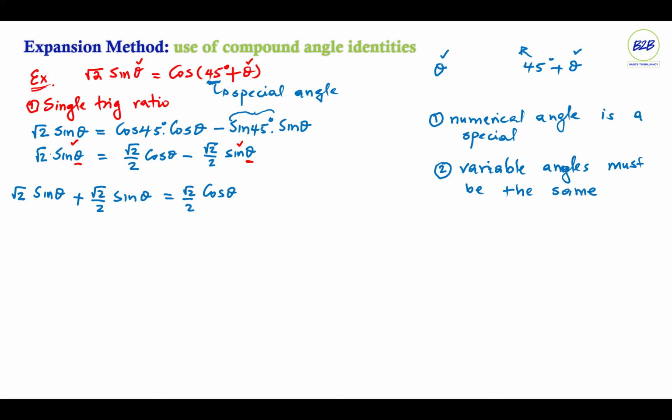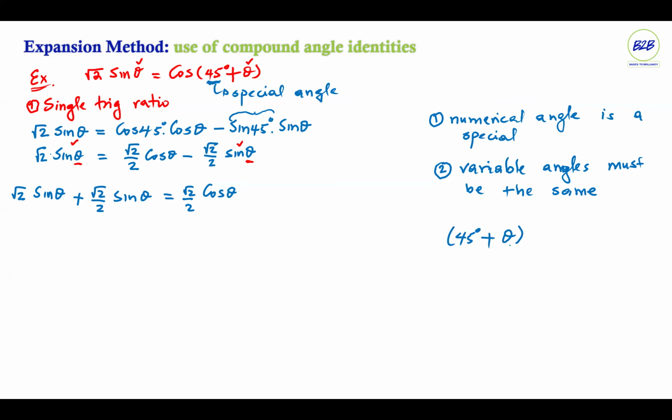How can they be different? If this is 2 theta and that one is theta, then these two are different. And that's a problem for this expansion method. If that angle there is not 45 degrees, it is 10 degrees, that is a problem for this specific method, right? So those are the things that you have to note specifically for this problem, that the variable angles must be the same.